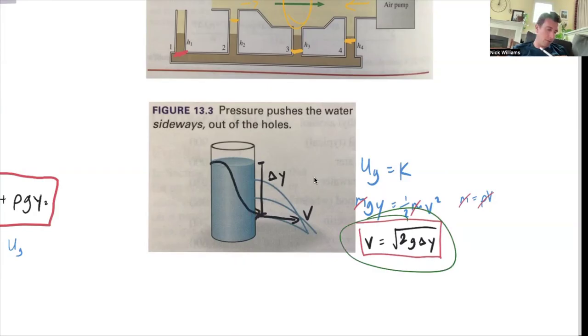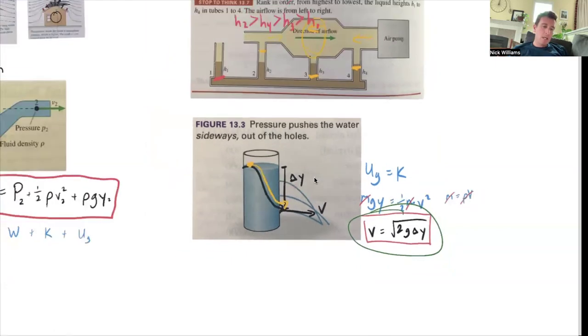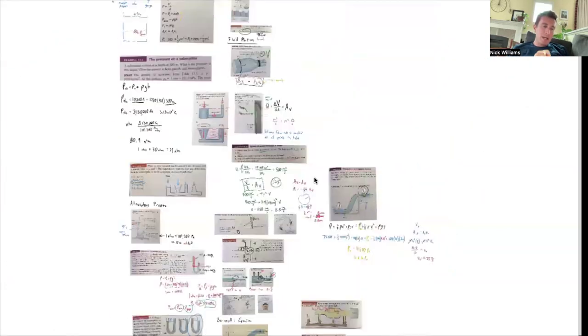If I had a little Hot Wheels car or a marble, I could do the conservation of energy and figure out the velocity as it left. Same idea.